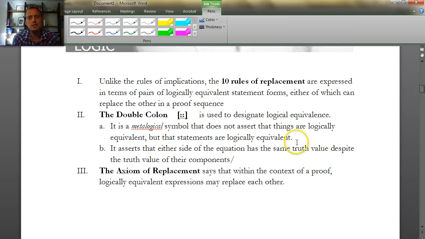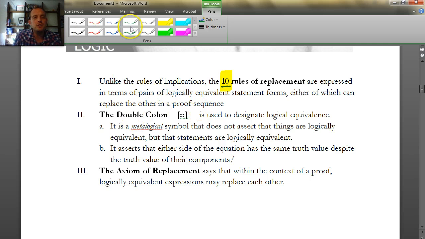Okay, and there's actually 10 rules of replacement in total. This video is going to survey the first 5. In our next video, rules of replacement 2, we'll get the other 5 down. But the rules of replacement are expressed in terms of pairs of logically equivalent statement forms, either of which can replace the other in a proof sequence.